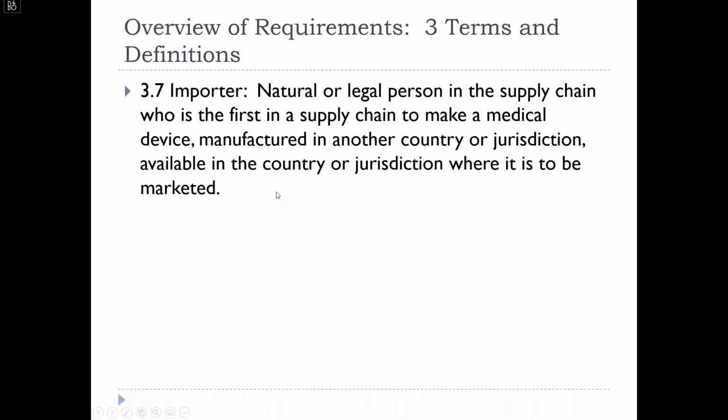Importer is the natural or legal person in the supply chain who is the first to make a medical device, manufactured in another country or jurisdiction, available in the country or jurisdiction where it is to be marketed.